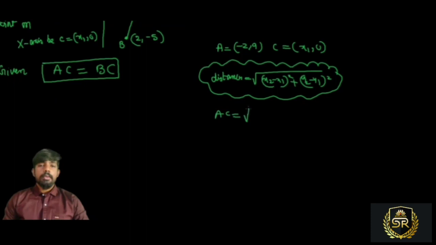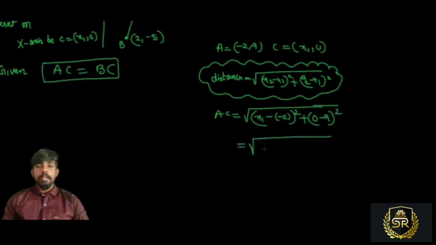AC equals root over x2 minus x1, that is x2 minus minus 2, whole square, plus y2 minus y1, 0 minus 9, whole square. So we can write it as root over x1 plus 2 whole square plus 9 square. Minus 9 squared is always plus 81. This is the AC distance.